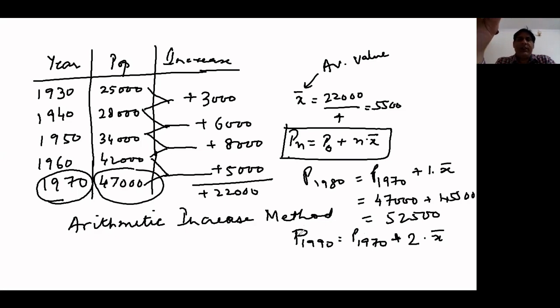You are being given data, say for 100 years, that is, for 10 decades. You will calculate the increase, you will find out the total increase, you will find out the average value, and you will use this formula to calculate the population for the nth decade. This is the approach for it, and it is a very simple approach, right?